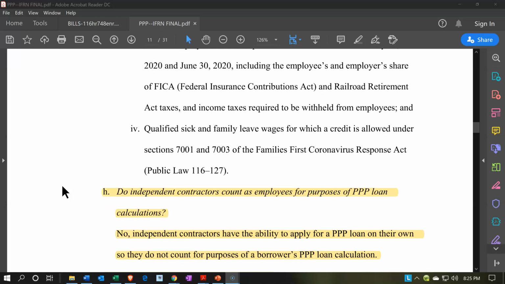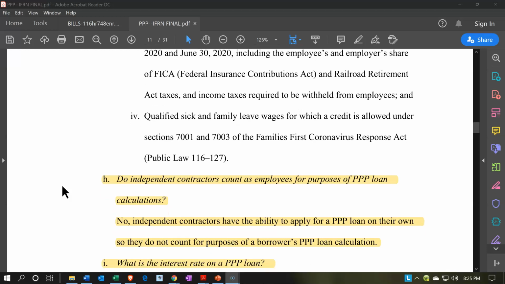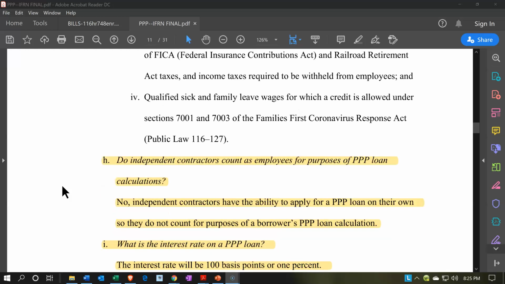Do independent contractors count as employees for purposes of the PPP loan? Now, this is a common kind of question. What if I'm a contractor and I don't hire people as W-2 employees? I hire them as contractors and I simply pay them 1099 wages. Well, this kind of makes sense to me, although it could be a problem for contractors. They say, well, no, because they're a contractor, right?